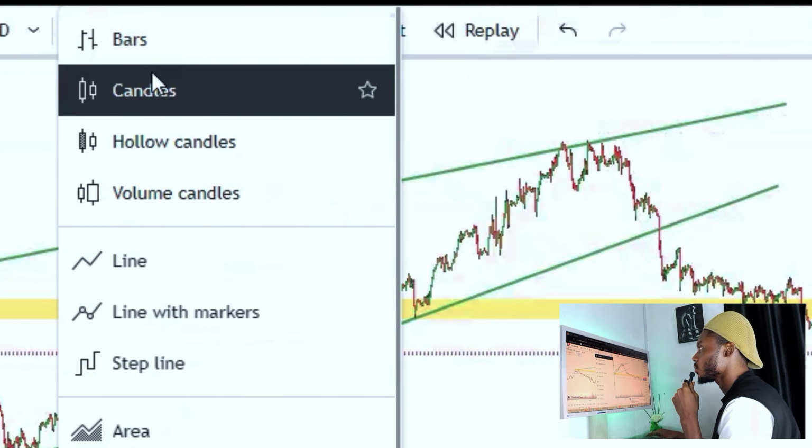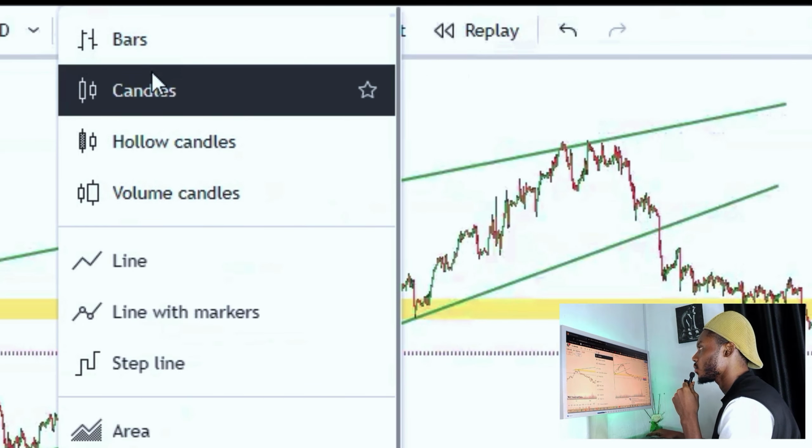The line chart is a straight line connecting the close of each price. This is not the best type of chart to trade with, but it shows you the overall direction of the market. Just like this, you can see this market is actually pushing upward. So basically, that's what you do with the line charts.